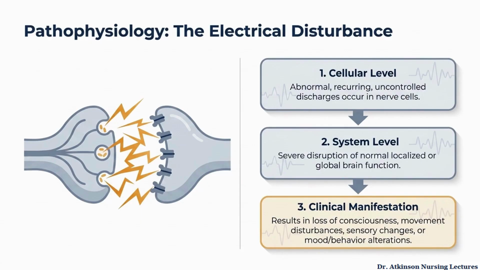The patient may lose consciousness, develop jerking movements, sensory disturbances, behavioral changes, staring episodes, or autonomic symptoms, depending on which brain regions are involved. That's why seizures can look very different from patient to patient. The presentation depends heavily on where that abnormal electrical discharge is occurring.